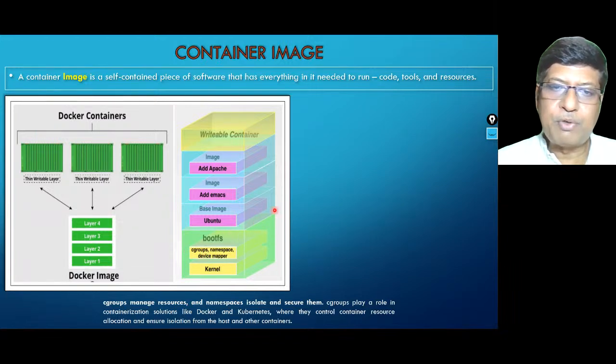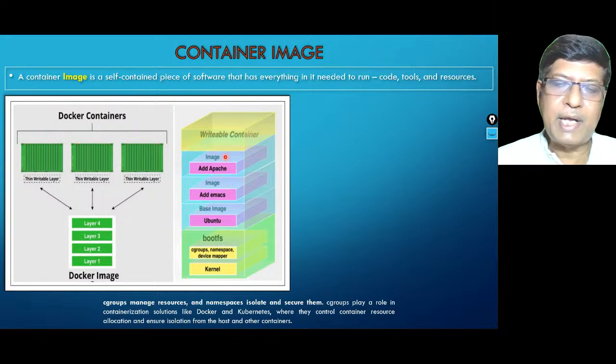And finally, you come to the various layers of images. So I will say this is one image. Maybe the base image is Ubuntu. Then you have added Emacs. And then you have added Apache. Added means you have installed. On top of Ubuntu, you have installed.